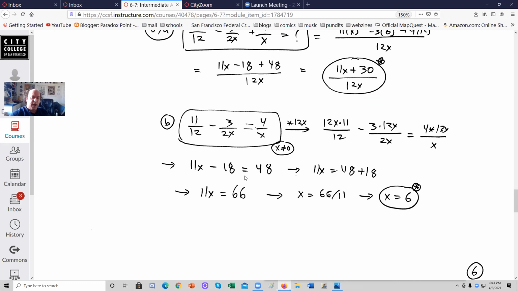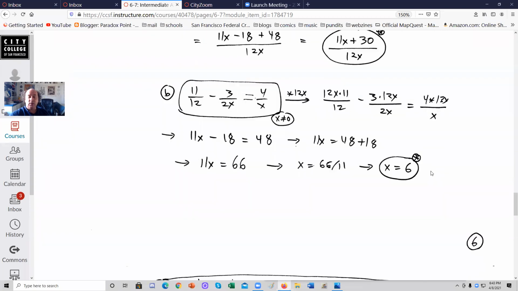Solve by adding 18 to both sides. 11x equals 48 plus 18. So 11x equals 66. Divide both sides by 11. x equals 66 over 11, so x equals 6. And that's not forbidden from the original equation. So the solution is x equals 6.